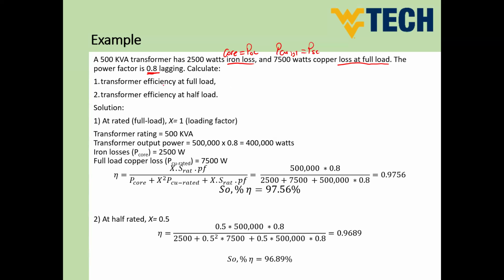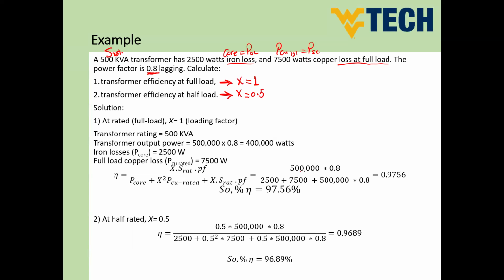Firstly, we need to calculate the transformer efficiency at full load. Full load means in terms of per unit loading, X equals 1. Then the transformer efficiency at half load, so half load means X equals 0.5. So we can use our relation. We now have all parameters given: S rated, P open circuit, P short circuit, X, and power factor. So this is a direct substitution here, guys.